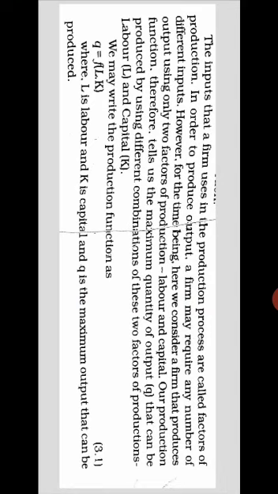However, for the time being, here we consider a firm that produces output using only two factors of production. So here we are taking the example of only two factors, that is capital and labor, which are going to be used. Our production function therefore tells us the maximum quantity of output, which we will name Q, that can be produced by using different combinations of these two factors of production, labor and capital.